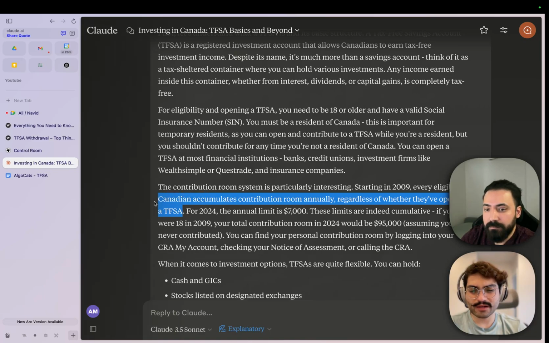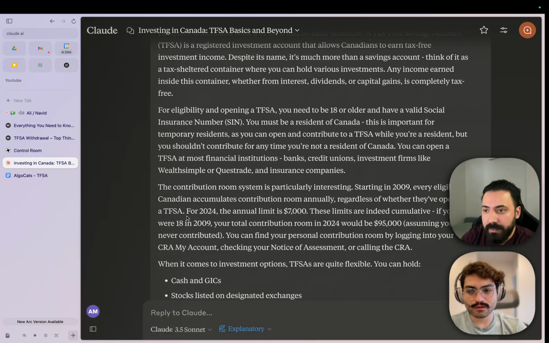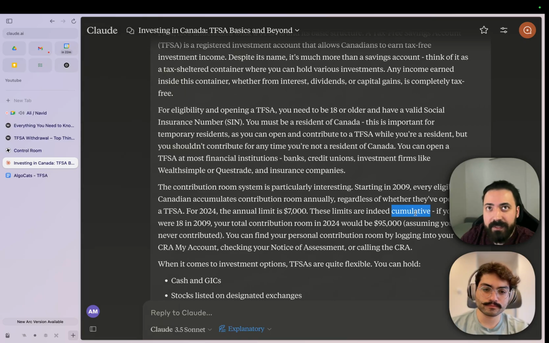I know for some of the other accounts, the contribution room starts from the date that you open the account. But for TFSA, it's not like that. So if you've been in Canada since or before 2009, you have accumulated all those years. So yes, if you are living in Canada after 2009, you can get those contribution rooms. But if you arrived in Canada in 2019, it's going to be on a yearly basis. Your contribution room is going to increase after each year that you have lived in Canada. And they're cumulative, they add on top of each other.